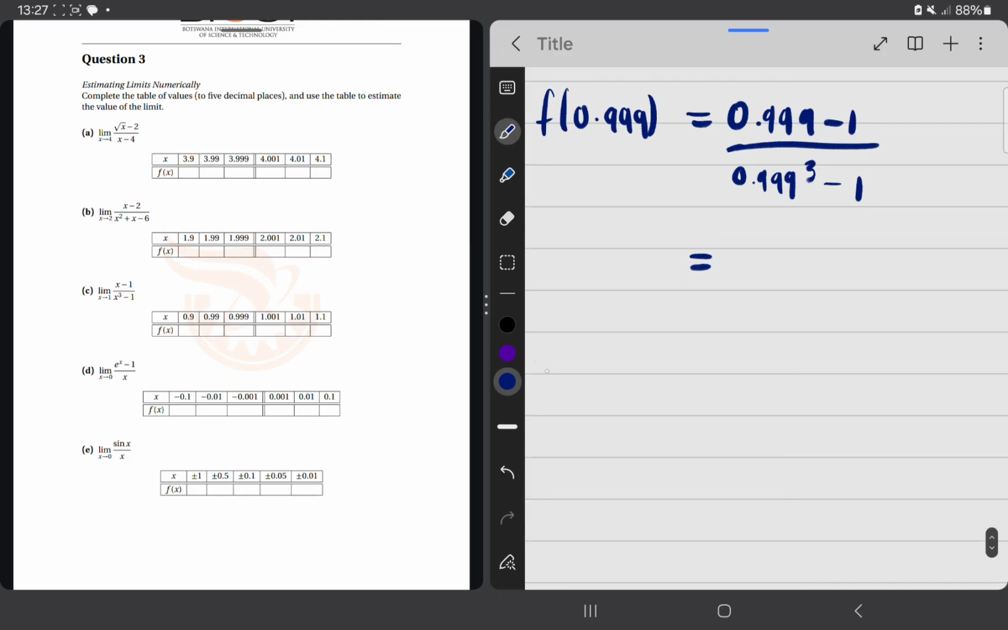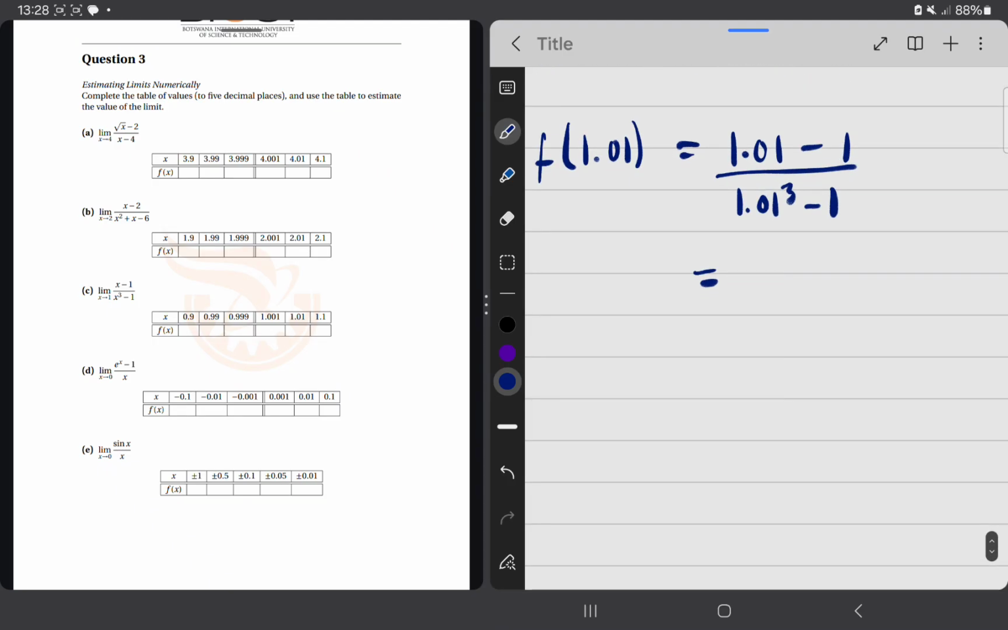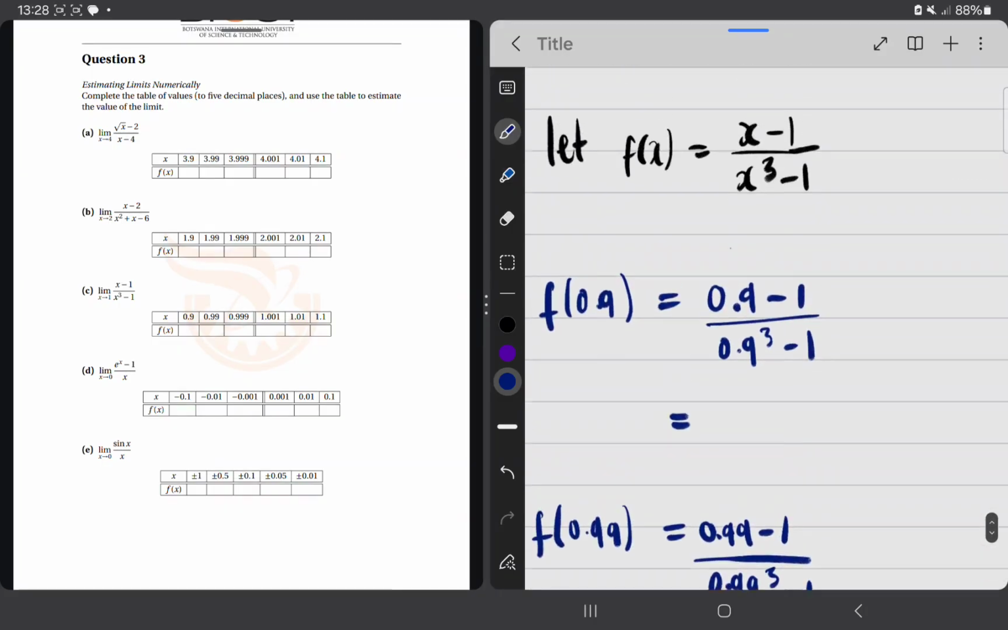And now I'll go to the values which are just after 1. F of 1.001. This is going to be 1.001 minus 1 all over 1.001 cubed minus 1. And I'll get a solution. Then I'll do f of 1.01. This becomes 1.01 minus 1 all over 1.01 cubed minus 1. And I'll get a solution. Then I'll do f of 1.1. This becomes 1.1 minus 1 over 1.1 cubed minus 1. There we go. I have the 6 things.